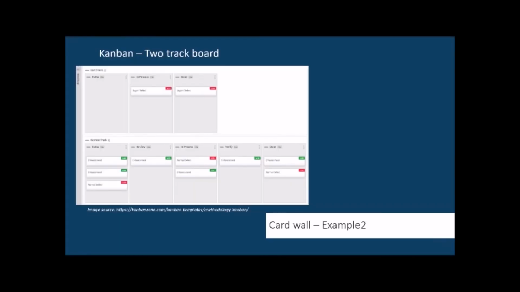Card wall example 2, the 2-track board. The 2-track board is suitable for multiple tracks of process flow on a single card wall. This is suitable to speed up 2 different processes at the same time.